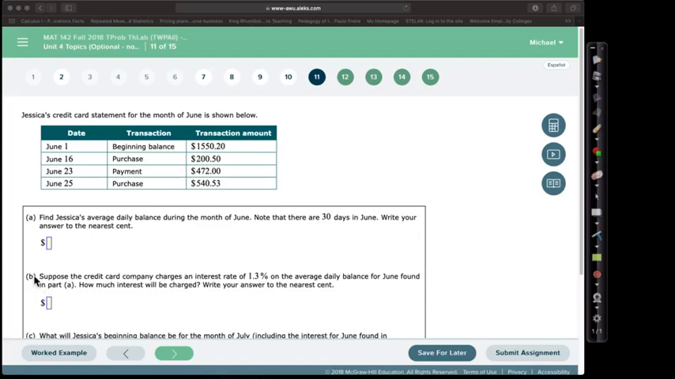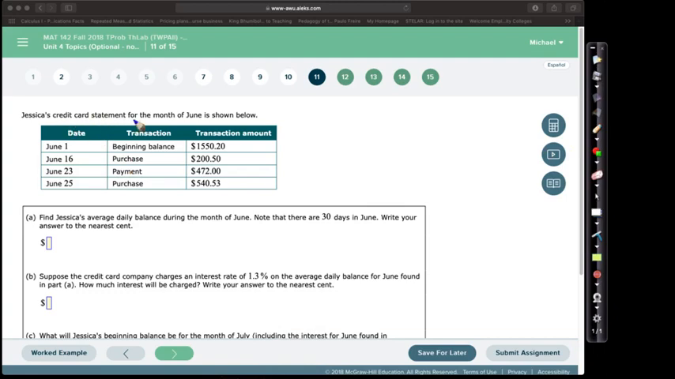Okay, here's question number 11, and I'm sure it's just everybody's favorite. The good news is you don't have too much to calculate. You don't need formulas, let me put it that way. But I know it's a little tedious. This is one of those average daily balances.